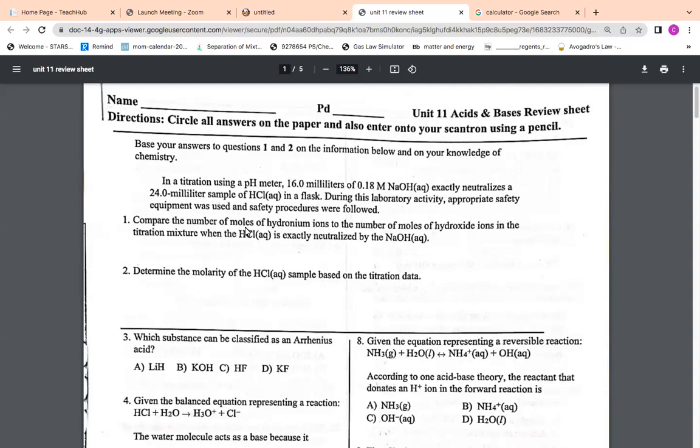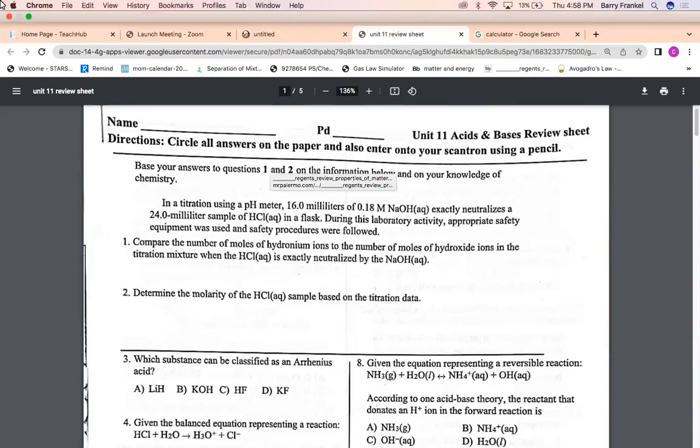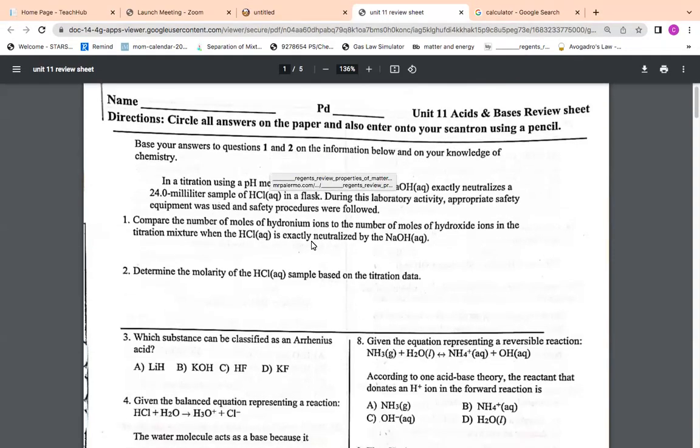Number 1, compare the number of moles of hydronium ions to the number of moles of hydroxide ions in the titration mixture when the hydrochloric acid is exactly neutralized by the sodium hydroxide. So they're saying that we are neutralized. When we are at neutralization, the numbers of hydronium and the numbers of hydroxide ions are the same, and that is why it's considered neutral. So we can just say equal or same. It literally doesn't need to be any more than that.